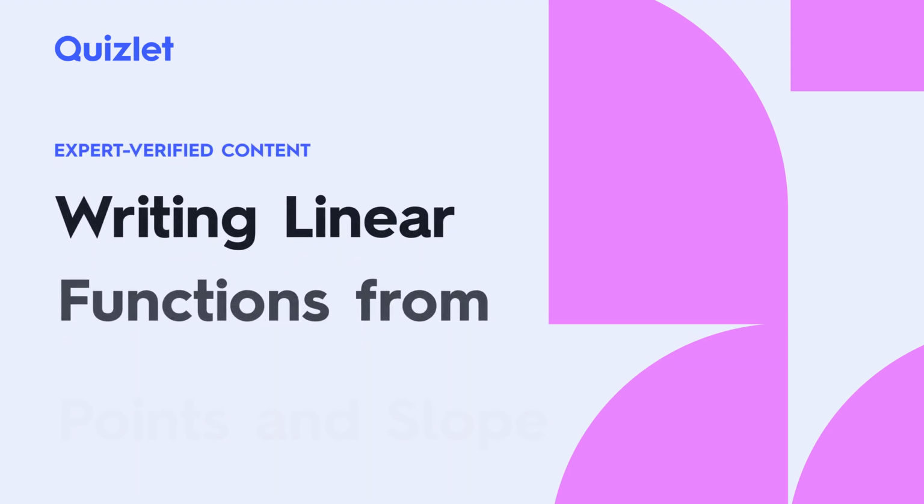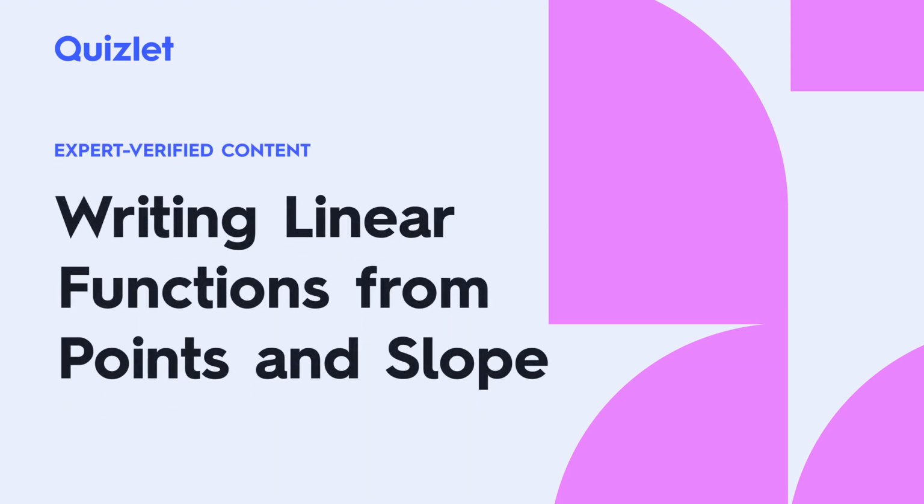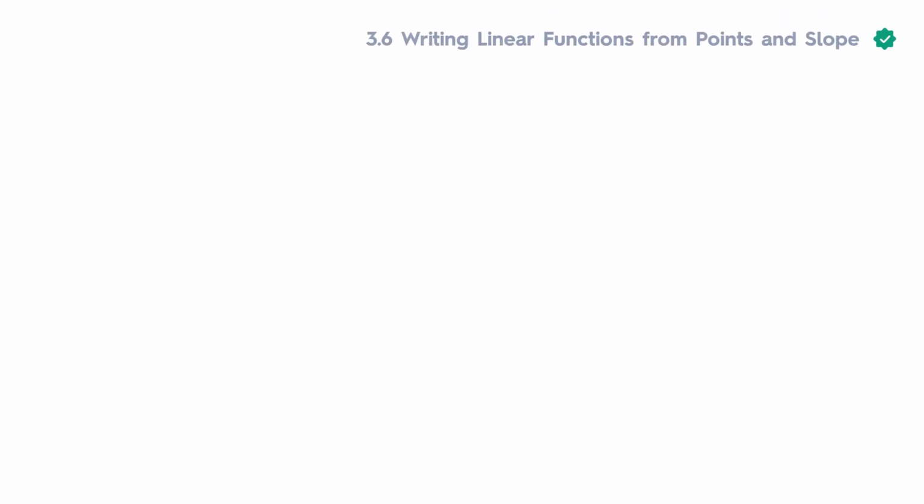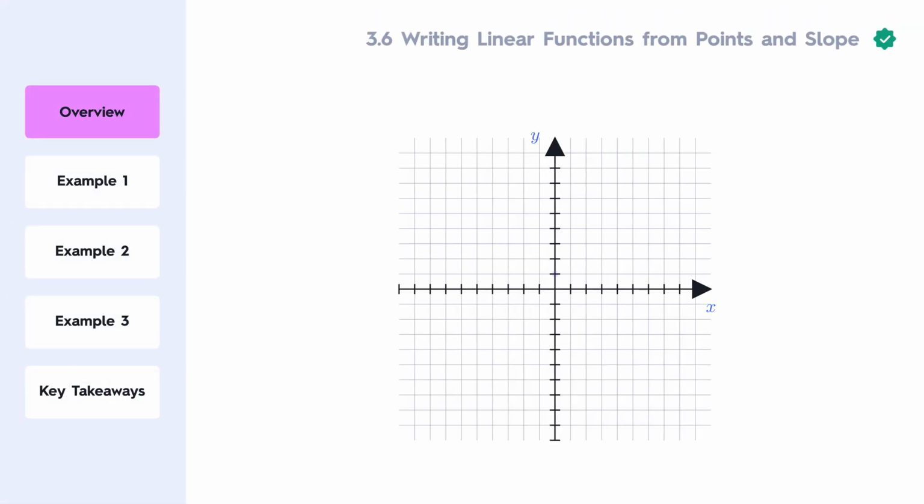Today, we'll explore writing linear functions from points and slope. In this video, we'll learn how to write the equation of a line when given a point and the slope of the line. By the end of this lesson, you'll be able to write linear equations that fit perfectly between two given points or match a slope. We're focusing on writing linear functions using a point and the slope.